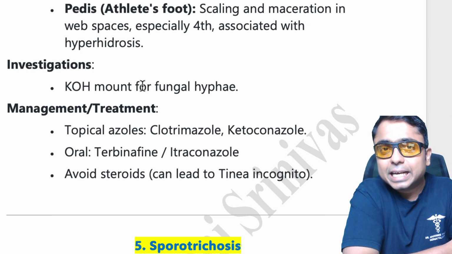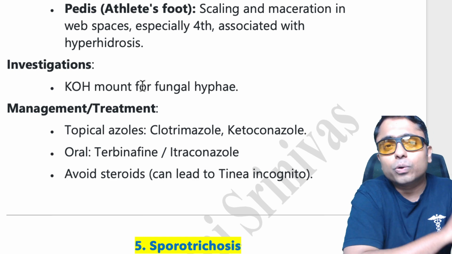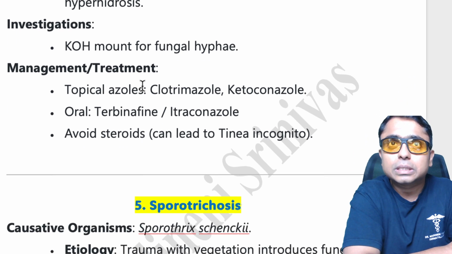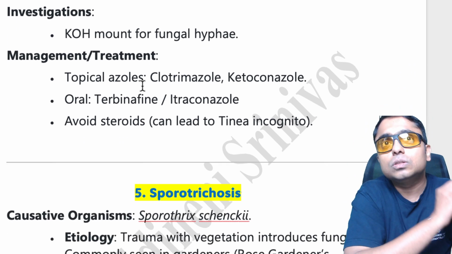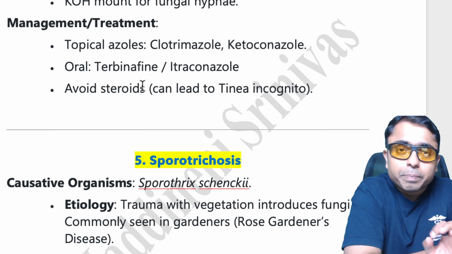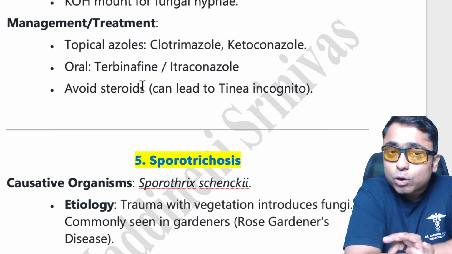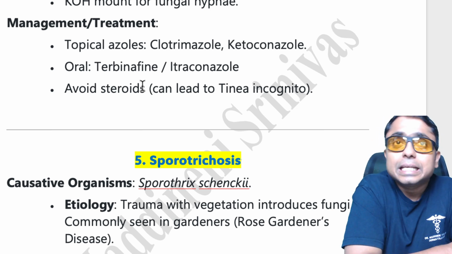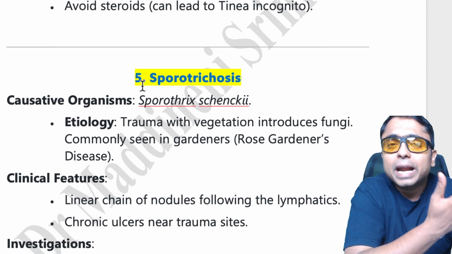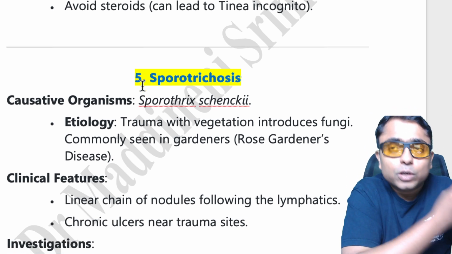Management of tinea cruris and corporis, we are going to use antifungals. Topical azoles can be used, and oral terbinafine and itraconazole can be used. And if a patient with tinea uses steroids, then that tinea is called tinea incognita because it is modified, and we can easily diagnose that condition.